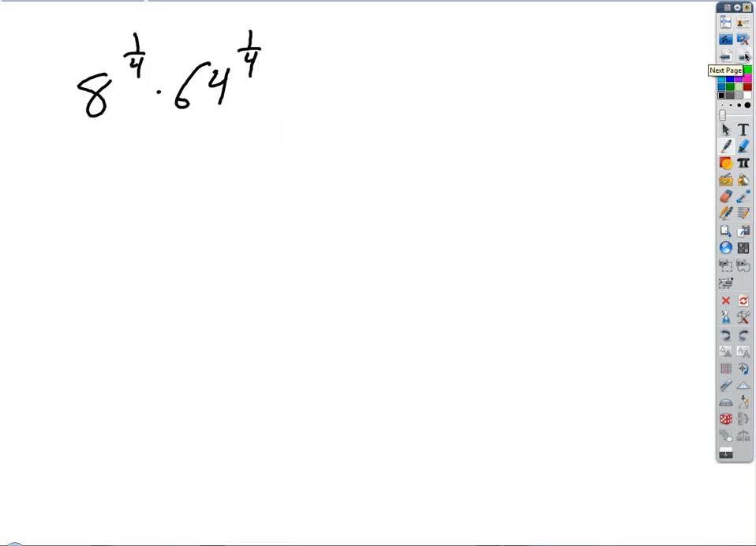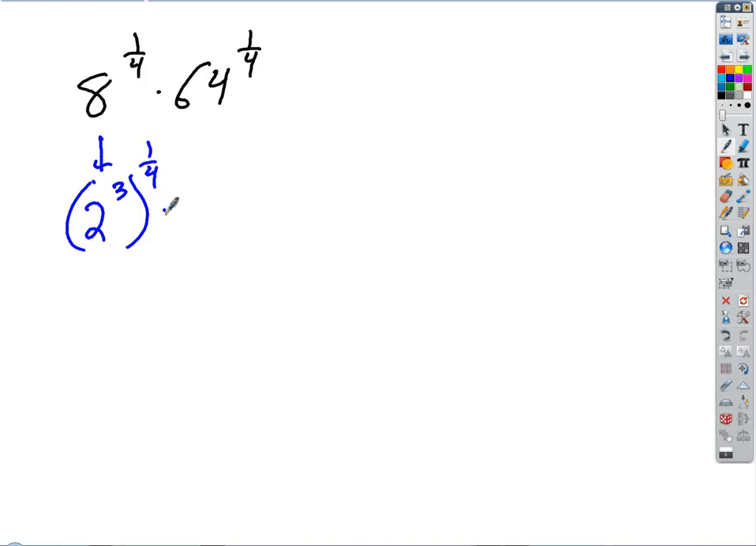How about something like that? Those are not like bases, are they? No. If those were like bases, we could just add the exponents, but they're not. So what could we do? Well, one thing we could do is use our last trick. We could write those in terms of smaller bases. 8 is a perfect what? Cube, perfect cube. 8 is what cube? 2. So we get 2 cubed to the 1/4.